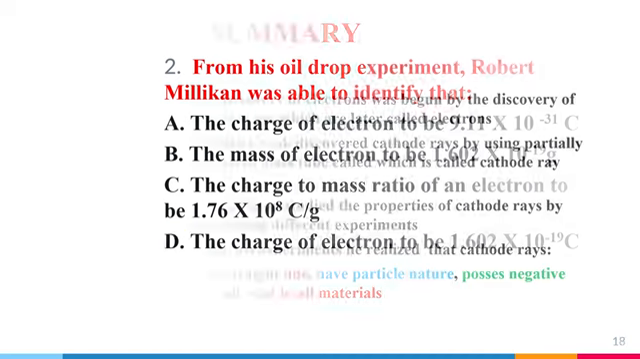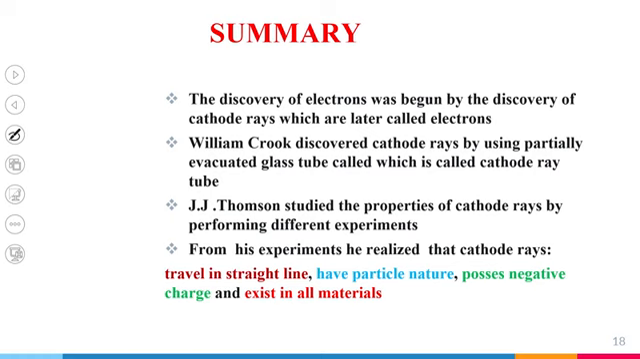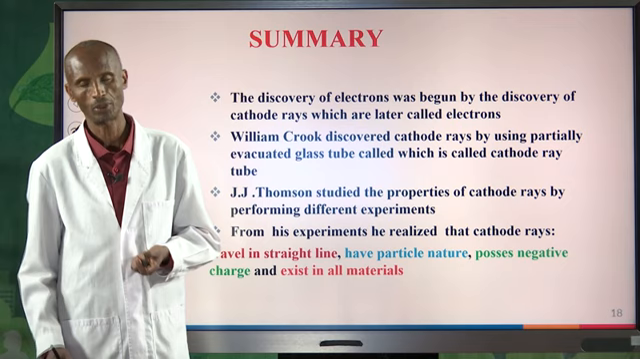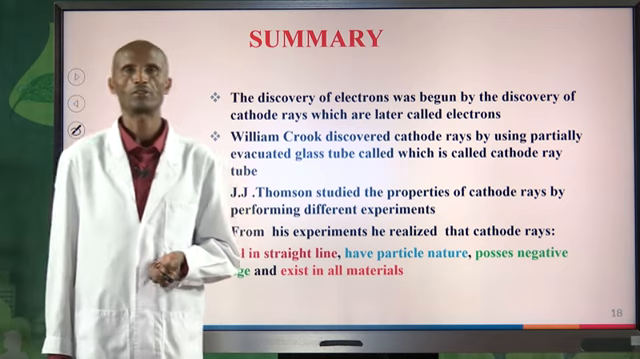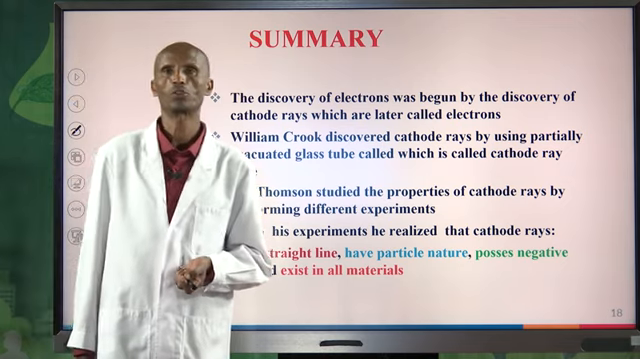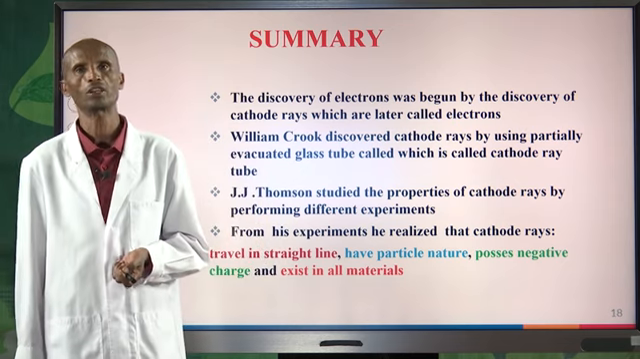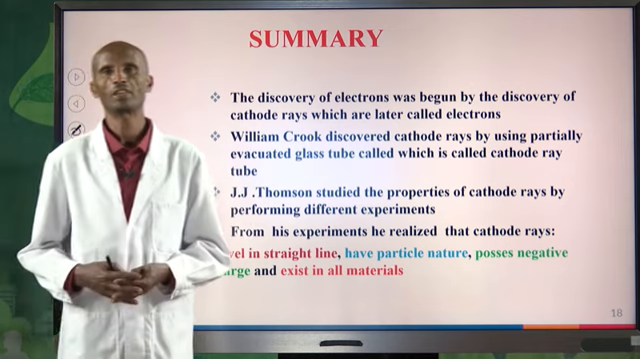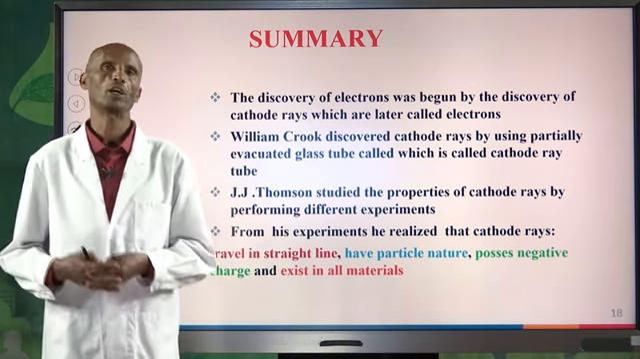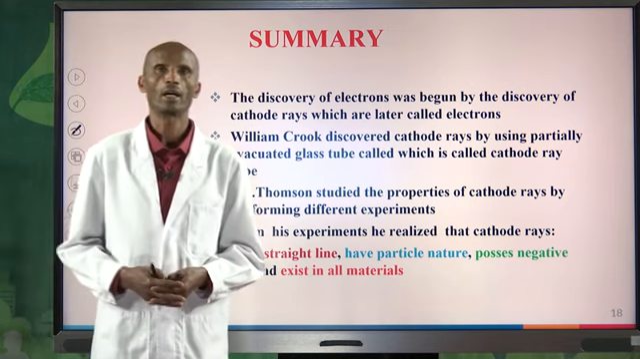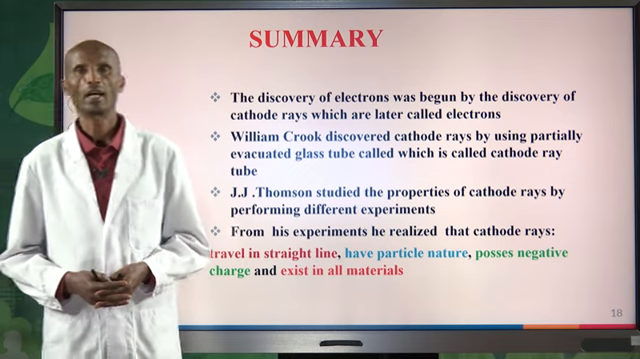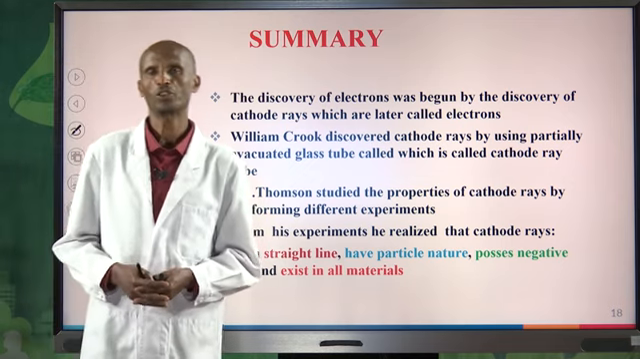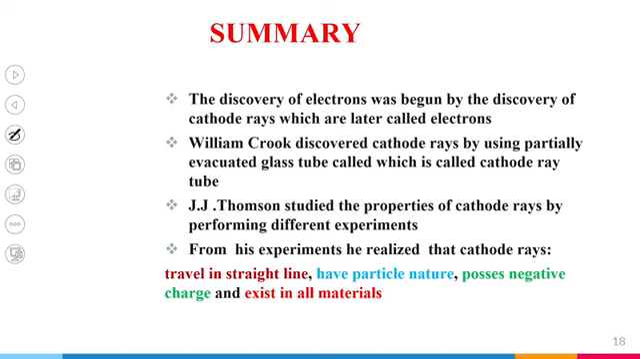Good. Students, let us summarize what we have learned in today's lesson. In today's lesson, we have discussed the discovery of electron. The discovery of electron began with the discovery of cathode rays, which were later called electrons. William Crookes discovered cathode rays by using a partially evacuated glass tube called a cathode ray tube. Later, J.J. Thomson studied the properties of these cathode rays by performing different experiments.